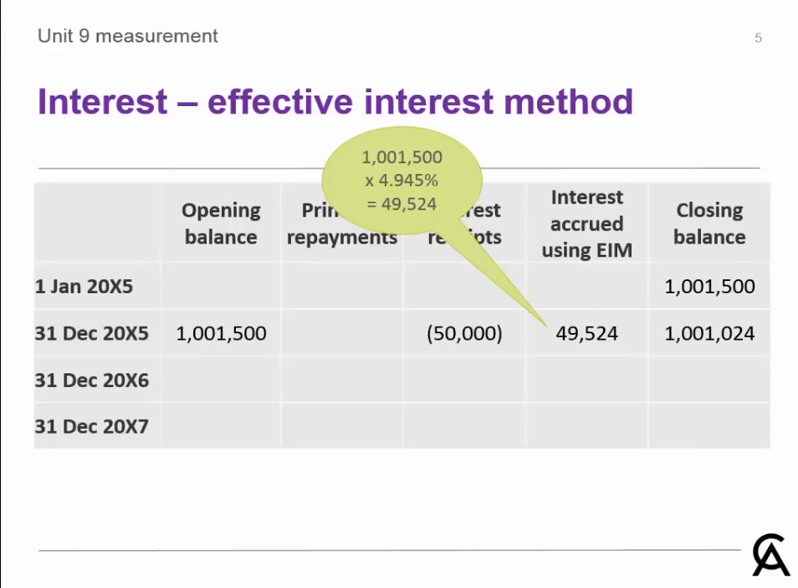We then calculate the interest we've earned using the effective interest method by applying that rate against the opening carrying value. This gives us interest earned of $49,524. We can now calculate the carrying amount of the asset at 31 December. There have been no principal repayments during the year, so we take the opening carrying amount, deduct interest received, and add interest earned. This gives us a carrying amount of $1,001,024.